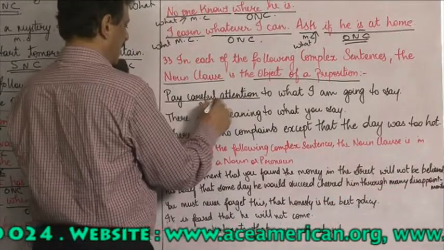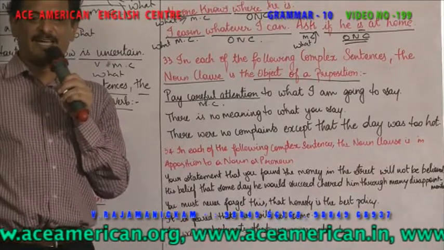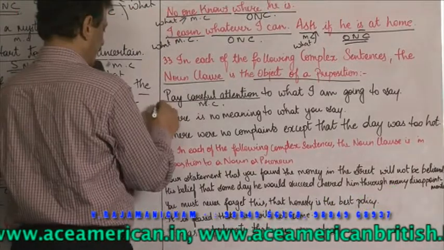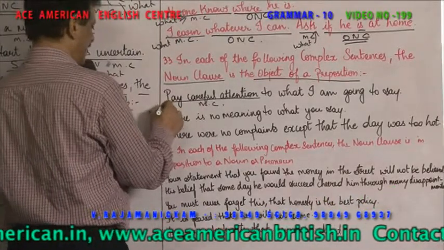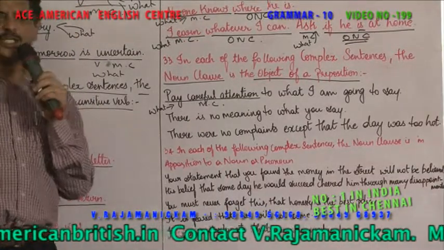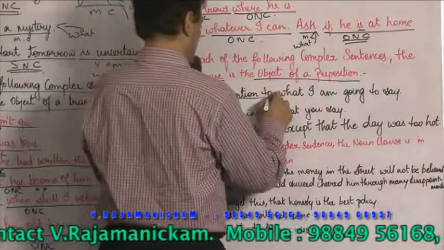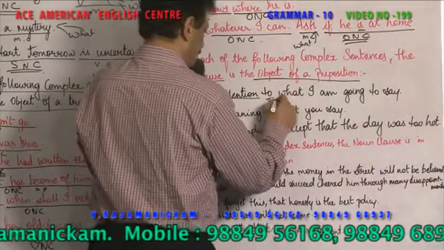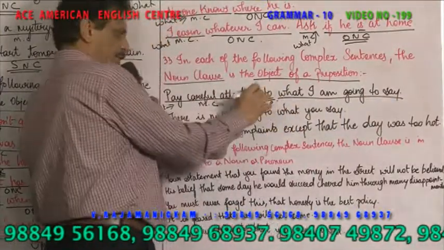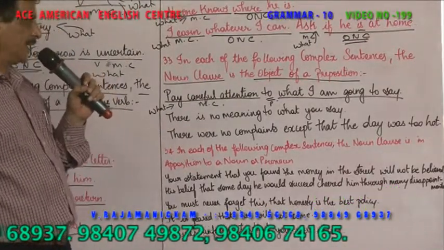Pay careful attention. It gives a full meaning. So it is a main clause. Pay is a verb. Pay careful attention. What to pay? Pay careful attention on what? To. So a preposition is there. Preposition with the object, so it is called a prepositional object. To what I am going to say.